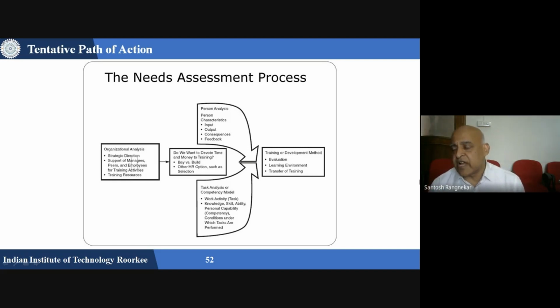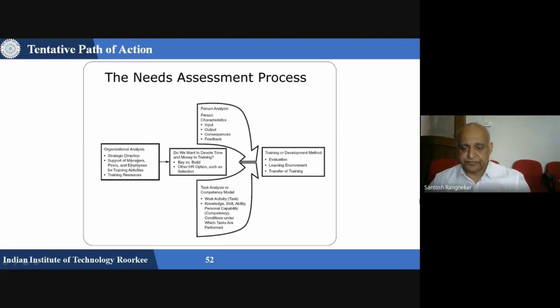So therefore, the outcome is that the manpower is to be developed through training. Then the whole support will be required from the managerial perspective. There are different training procedures which you can use. Do we want to devote time and money to training? Buy versus build is there. Yes, and other HR options such as selection are there.